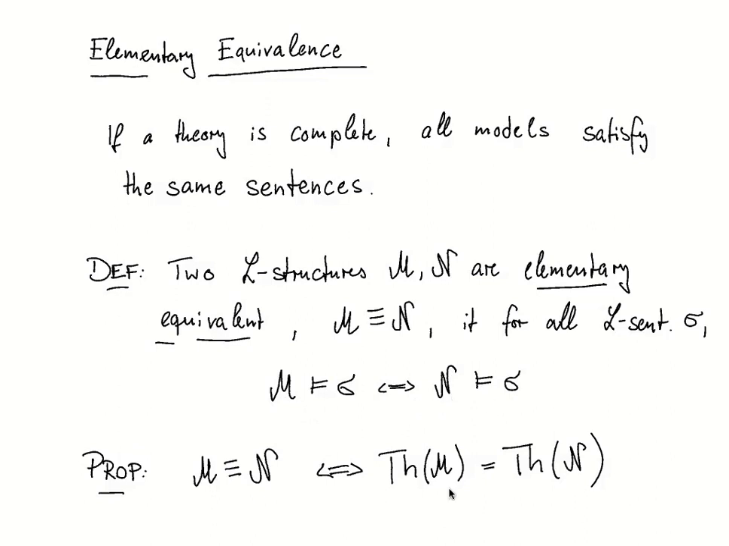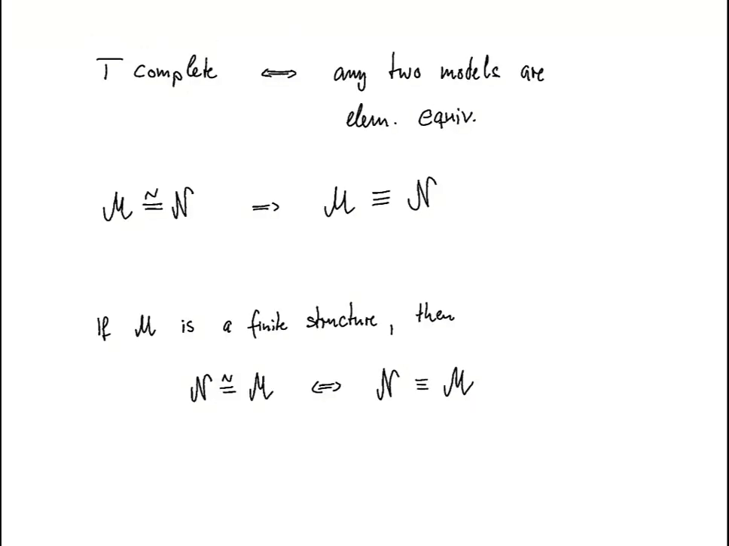And it's not hard to see then that two structures are elementary equivalent if and only if they have the same theory. And as usual, I recommend you sit down and verify this briefly yourself. It's similarly easy to show that T is complete if and only if any two models are elementary equivalent. That almost follows straightforwardly from the definitions.